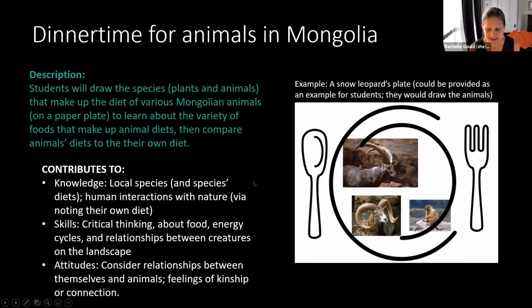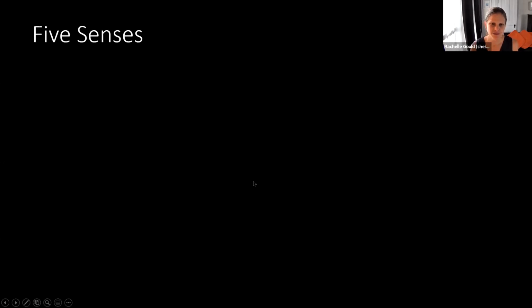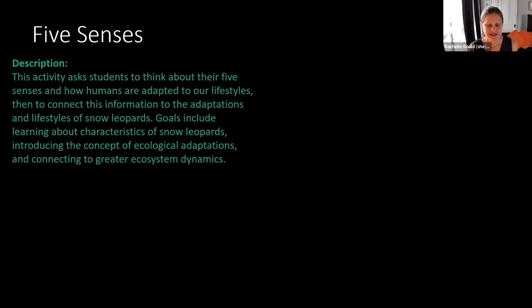Okay, and the last example I will give is what we call the 5 senses. 5 senses asks students to think about their 5 senses and how humans are adapted to our lifestyles. Then connect this information to the adaptations and lifestyles of snow leopards, or you could say another species you wanted to focus on. So goals include learning about the characteristics of snow leopards or whatever species, and introducing the concept of ecological adaptations. So this idea of evolution, adaptation, et cetera, introducing that ecological idea, and then also connecting to greater ecosystem dynamics.